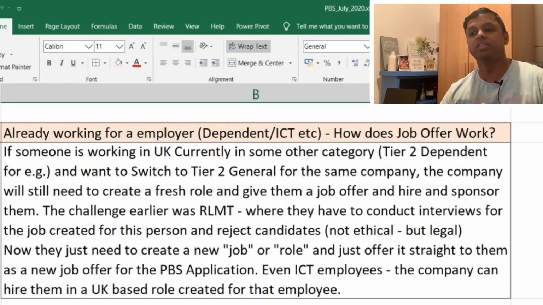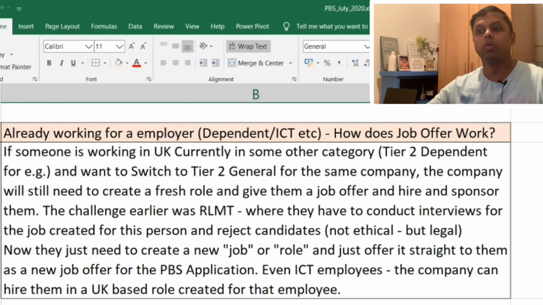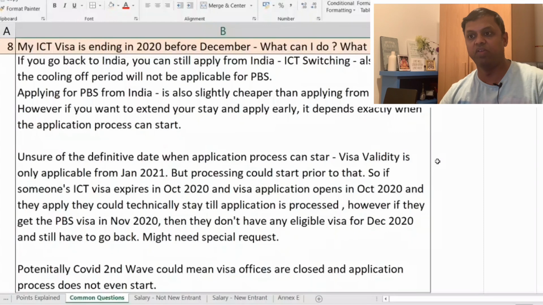So even ICT employees, as long as the ICT company wants to hire them directly, they can create a UK based job and hire that employee and give them a job offer, and they can use the same job offer, in the same place that they're working, to go and get the points-based system visa.